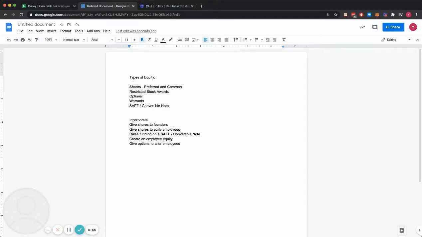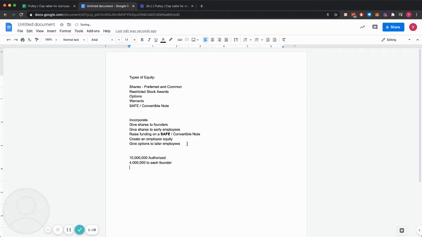So kind of in this order of events is you do incorporation, you give shares to founders, and you give shares to early employees. The reason that you're giving shares to founders before you create the equity plan, so when you give shares to the initial set of founders, typically this is just common shares. So an example would be you incorporate with 10 million authorized shares, and you have two founders, so each founder gets 4 million. To each founder.